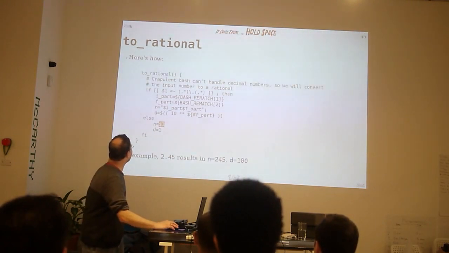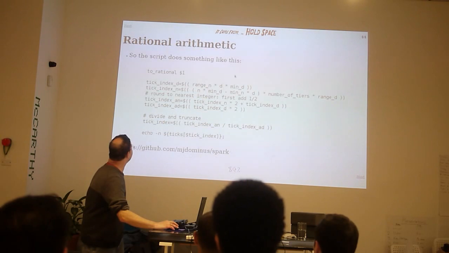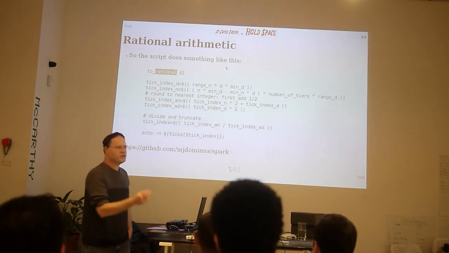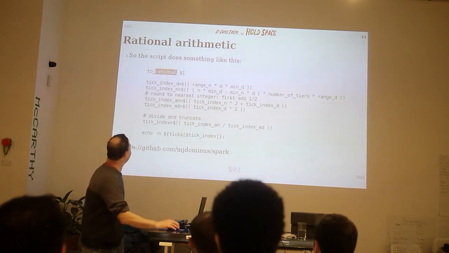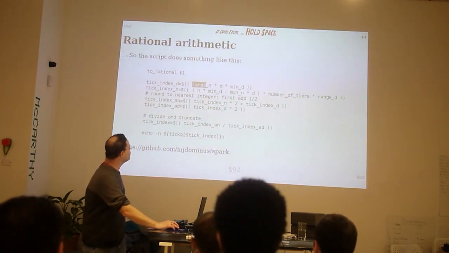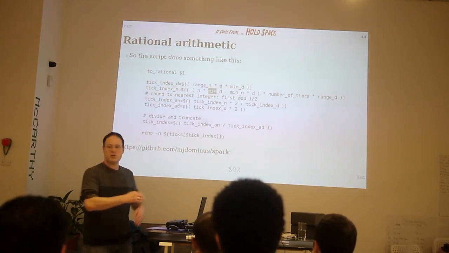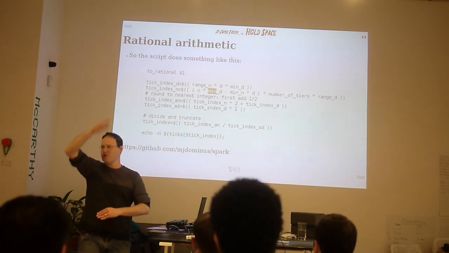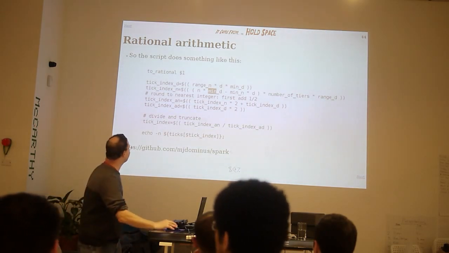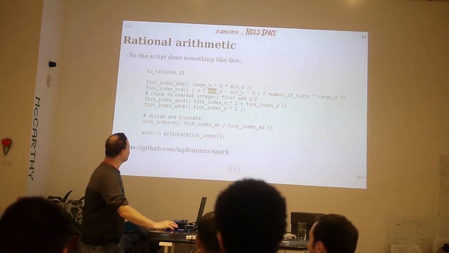This is a hack. And then the script will do something like this. It's got this function in it called toRational, which we just saw, and it converts the input argument to a rational, and that puts it into n and d. There's a bunch of other rational numbers here that it has to do arithmetic on, range and min. Those are the range of the sparks and the minimum value for the sparks, and you can figure out what's actually happening here.